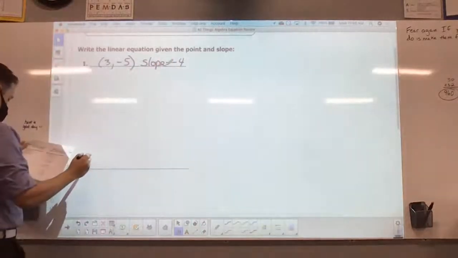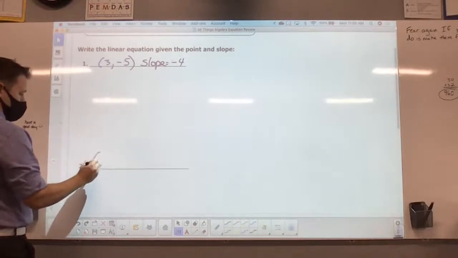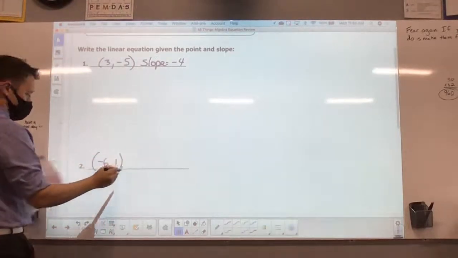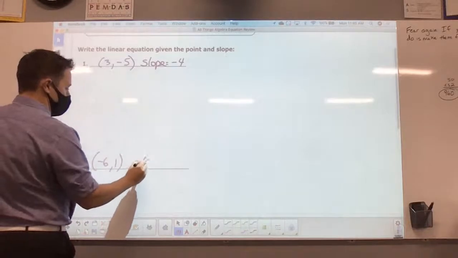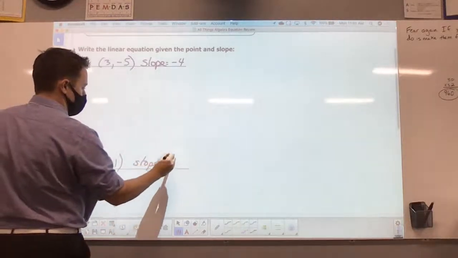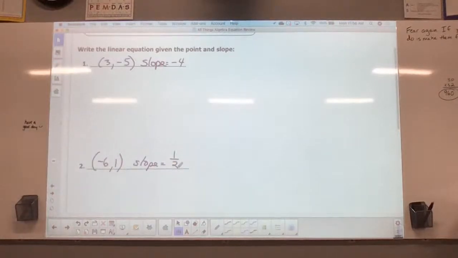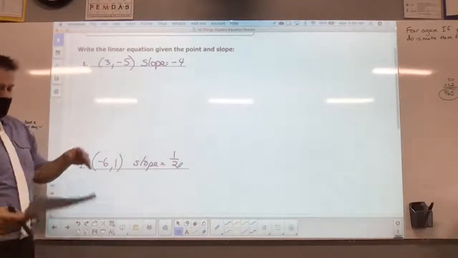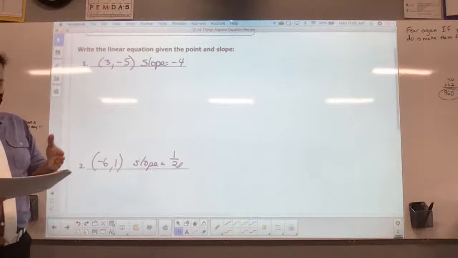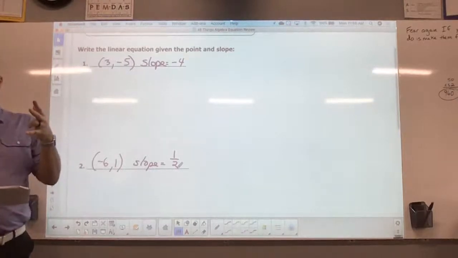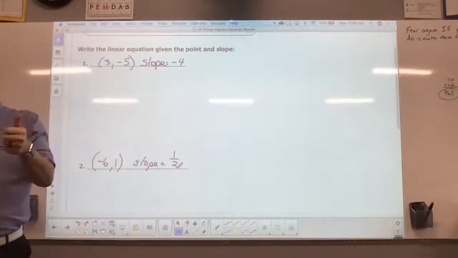And then this one right here, number 2, is negative 6, 1. And then your slope is 1/2. All right. Here's the beginning of where I want to make sure you guys can take this not just to a linear equation, but, ladies and gentlemen, you should have enough room if you split it into a double column here, to give me the slope intercept and then the standard.